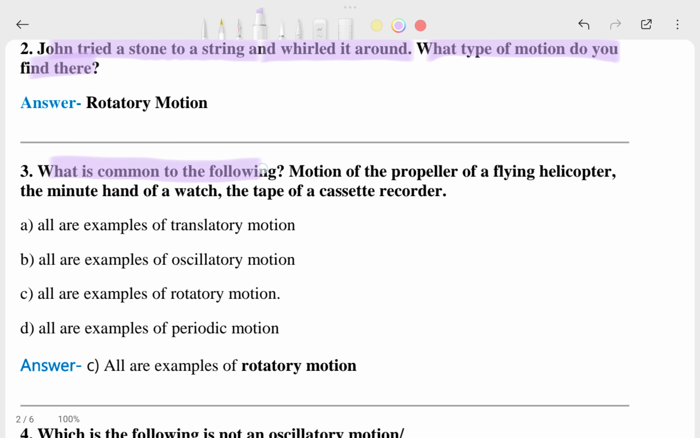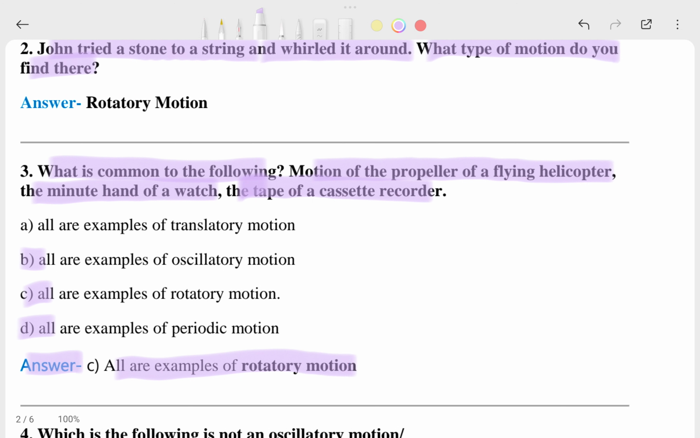Let's go to the third question. What is common among the following: motion of the propeller of a flying helicopter, the minute hand of a watch, the tape of a cassette recorder? These are the options given: option A, B, C, D. Which is correct? Option C, all are examples of rotatory motion. Whatever examples are given in the question are examples of rotatory motion, so option C is correct.